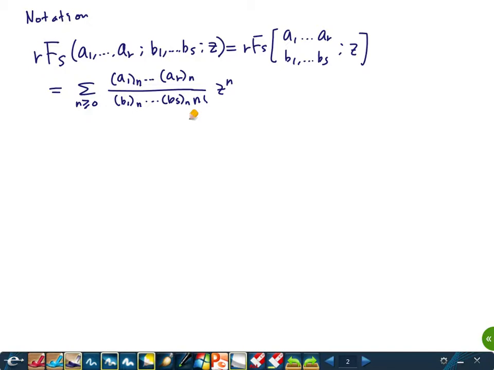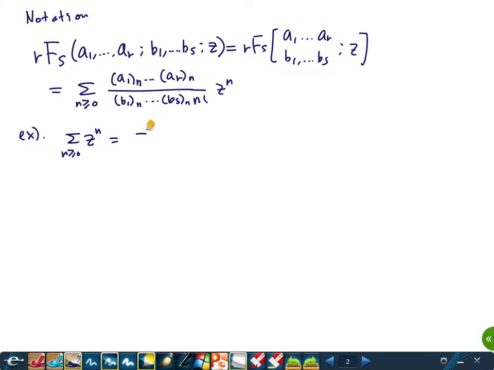So you can think of a hypergeometric series as something like this, and the constant term is always 1, so a hypergeometric series will be a constant multiple of rFs. All right? So, example, the geometric series is what?